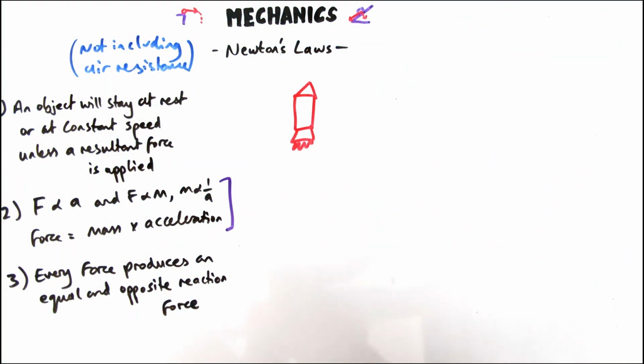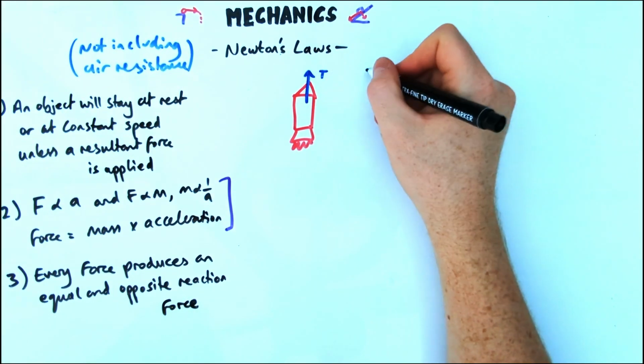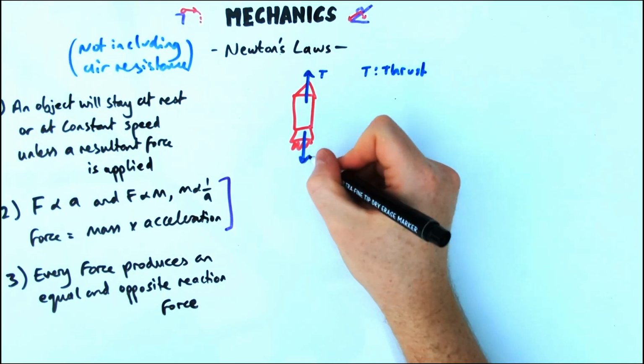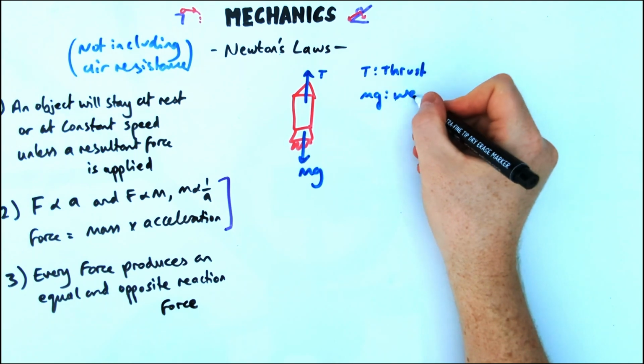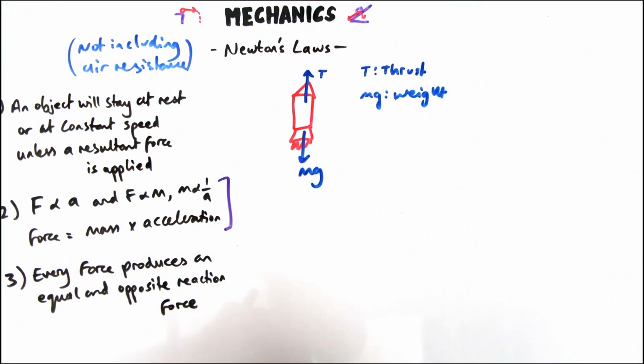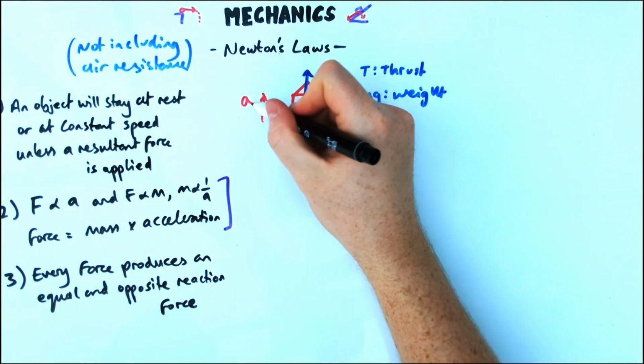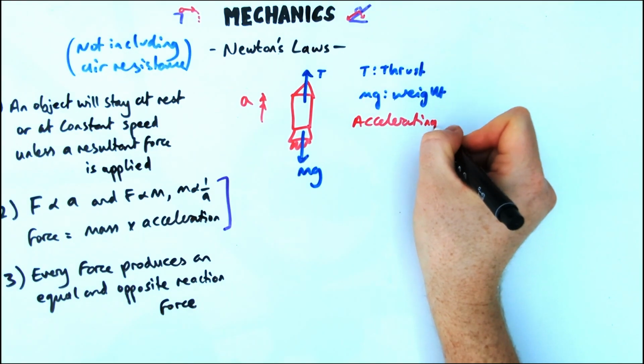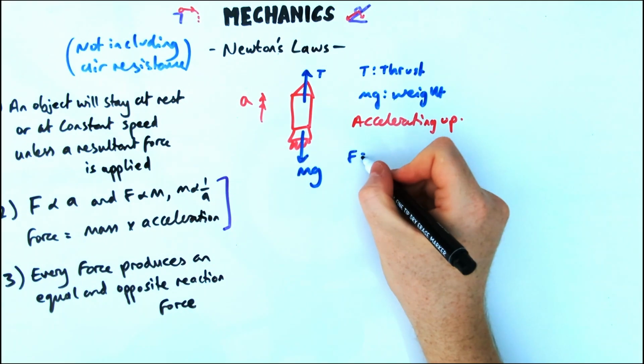The next situation we're going to look at, which can become a bit trickier, are situations involving gravity. So let's look at a rocket going upwards. We've got thrust pushing upwards, giving it some propulsion. We've got a weight pulling it back down, and not considering air resistance again. Now the rocket is accelerating in the upwards direction.